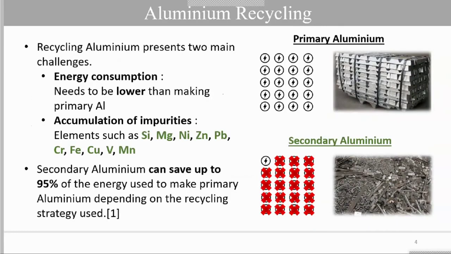So, aluminum recycling. When we recycle aluminum, two main challenges are present. The first is energy consumption. It needs to be lower than making primary aluminum, because obviously if it's higher, then we're just going to produce more primary aluminum. And it needs to tackle the fact that we accumulate a lot of impurities. I say impurities, but you could count them as alloying elements in most cases, but you don't necessarily want 15% silicon in your aluminum. So you need to control the amount of these elements in your final product. And depending on the strategy that you use, you can save up to 95% of the energy used to make primary aluminum. So there's a gain to be made from recycling in terms of energy.